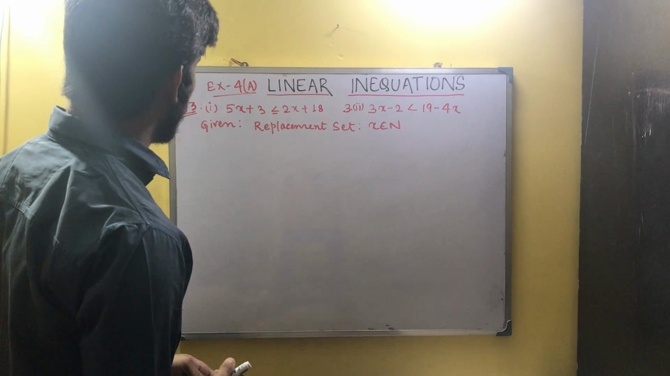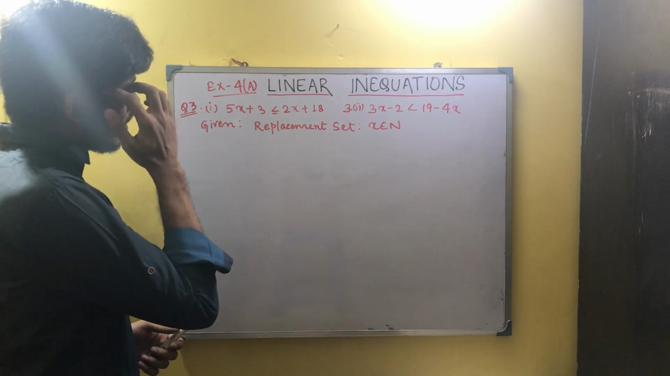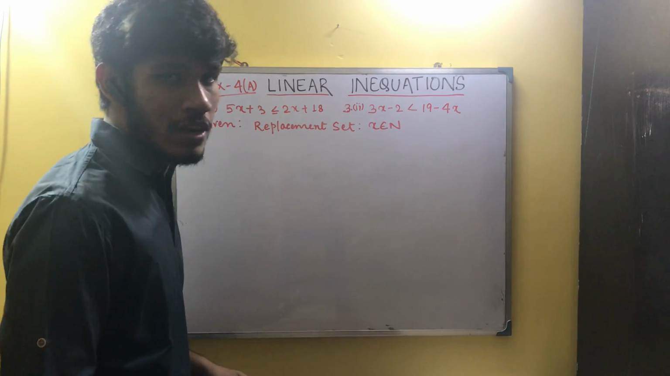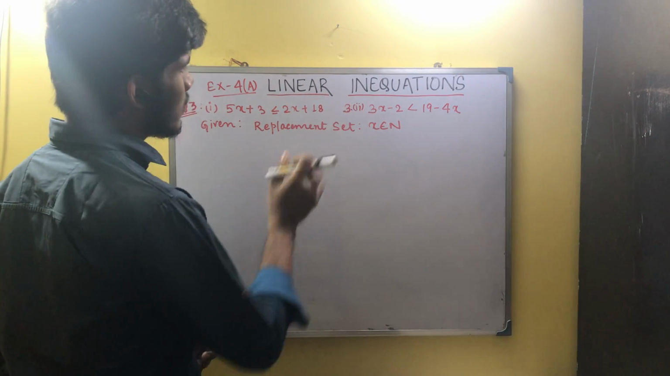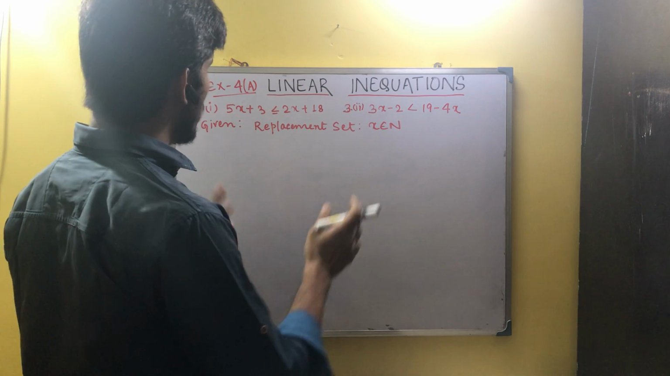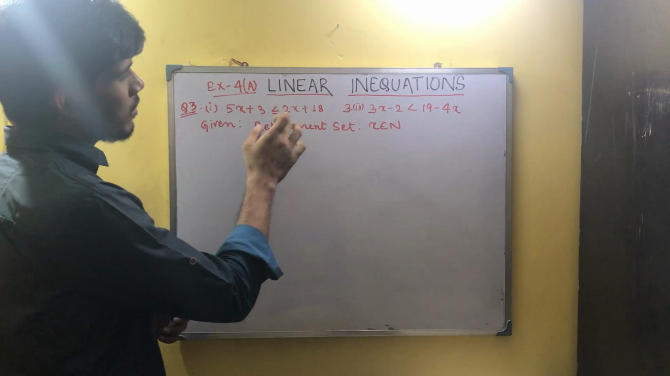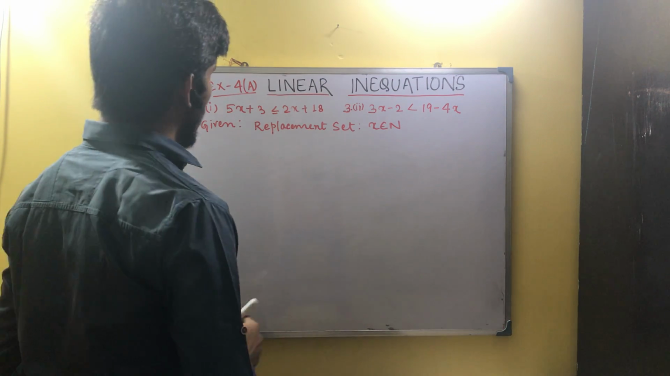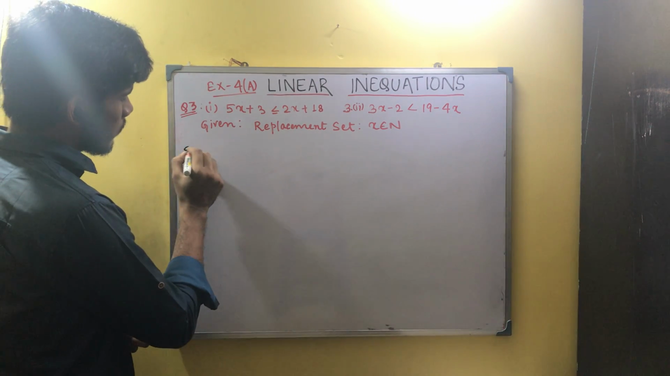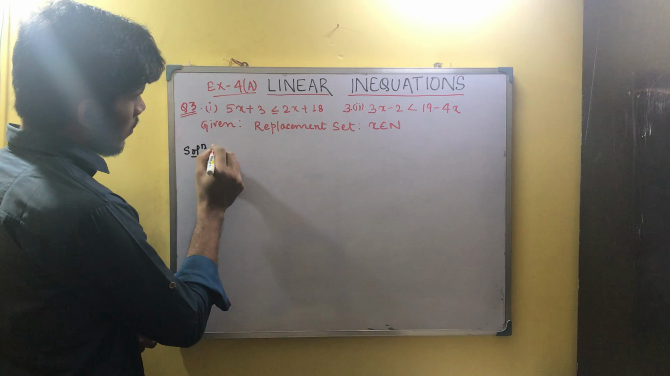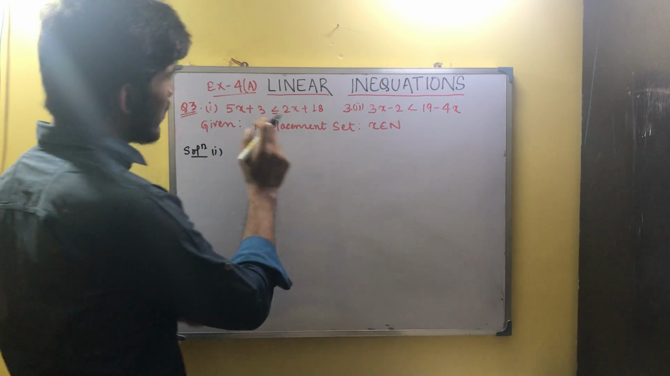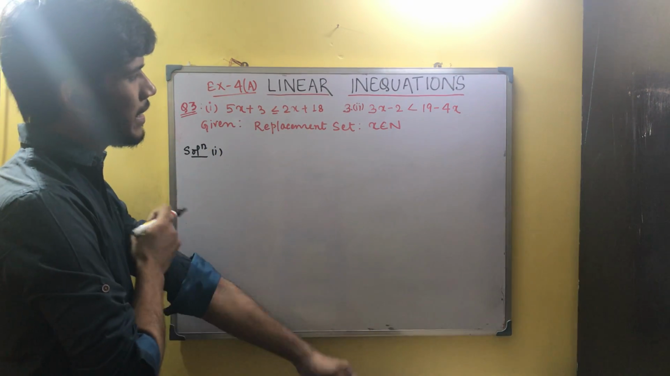The first question given has the replacement set given as x belongs to natural numbers. You have been asked to find the solution sets of two different inequations. The first one being 5x plus 3 less than equals to 2x plus 18. So let's solve the first one. What we have got here is 5x plus 3 less than equals to 2x plus 18.